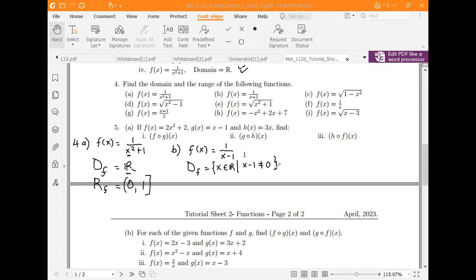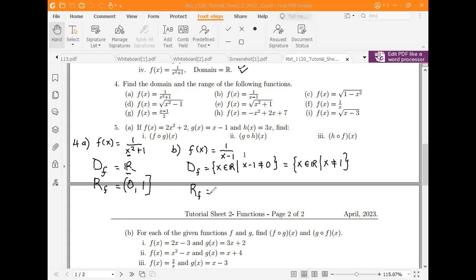This means that we have x, a real number, such that x is not equal to 1. If you take 1, move -1 to the other side, it will be positive. And that is the domain. So how do I get the domain? I check if there are values of x that can make the function undefined and remove them from the set of real numbers. So I've removed 1. Everything else is allowed. What will be the range?